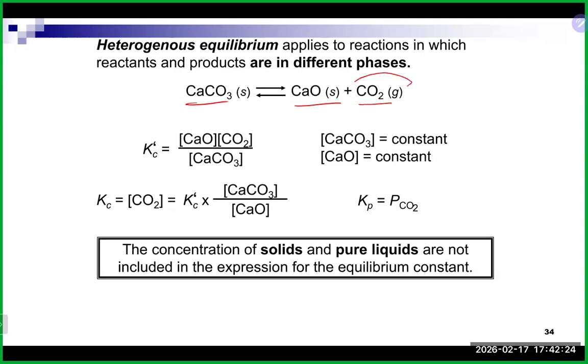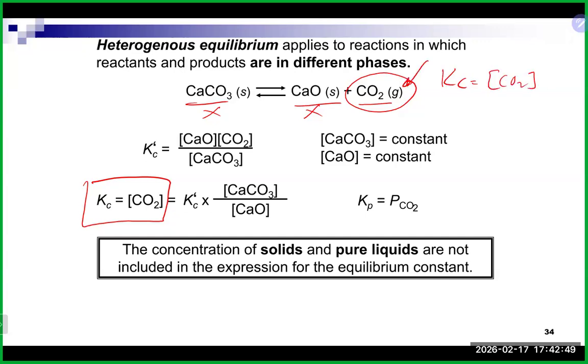We would include the CO2 as it's a gas. We would not include the calcium oxide or the calcium carbonate, as they are both solids. If we were writing the Kc for this, that would be the proper Kc expression, which is basically just our product, the concentration of CO2. We would not include anything else, so our Kc would be just the CO2.